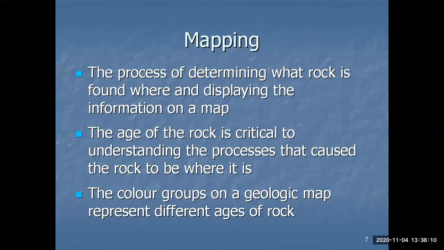One of them is mapping, and basically it's a very simple concept. It's trying to determine what rock you have in what location and putting that point on a map. Sounds really simple, but it's pretty complicated, and it's very important for the work that was being done. In particular, you have to know the age of the rock so that you can understand the processes that caused the rock to be where it is. On any geologic map, especially the ones you're going to see today, the colors represent different ages of rock. That's basically all you need to know.